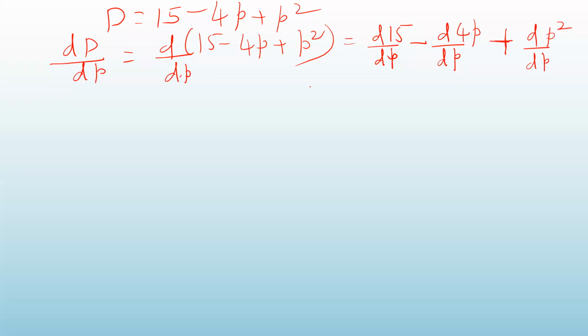Okay. Now what is the derivative of 15? 15 is a constant, so its derivative will be 0. Here 4 is a constant and p is a function of p. So 4 will be taken out. I'm applying the rule of scalar multiplication.